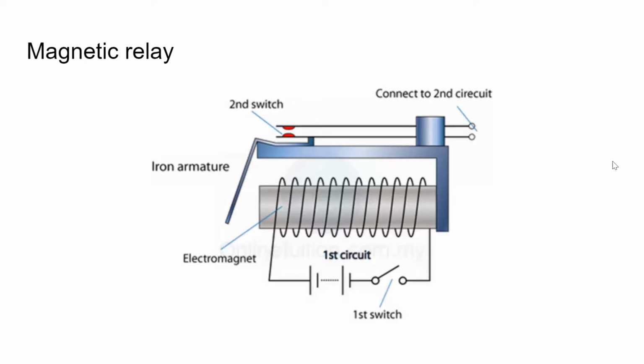So in a magnetic relay, we turn the circuit on, meaning that a current is passing through it. When the current is passing through it, the magnetic material becomes an electromagnet. The iron armature will be attracted to the electromagnet, so it's going to move towards this electromagnet, and about the pivot, this is going to push this switch together. So when this switch is connected, the second circuit will turn on. This is how a magnetic relay works.